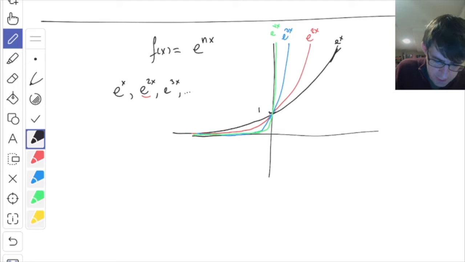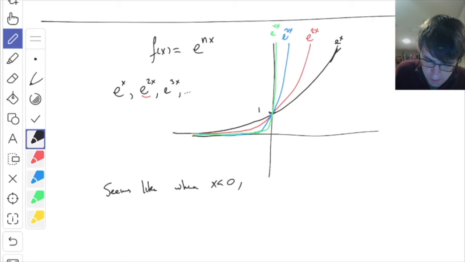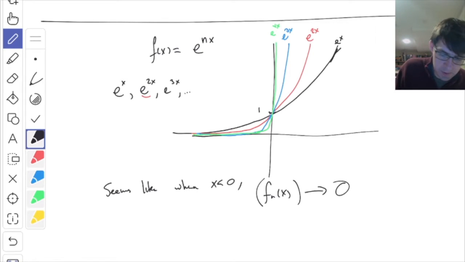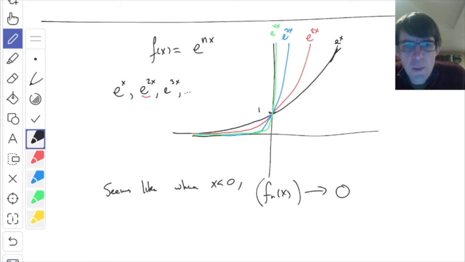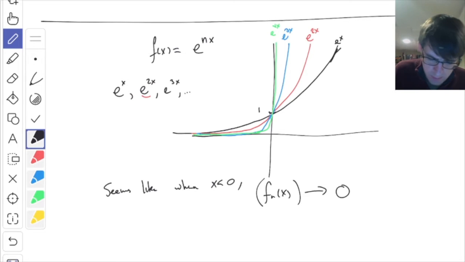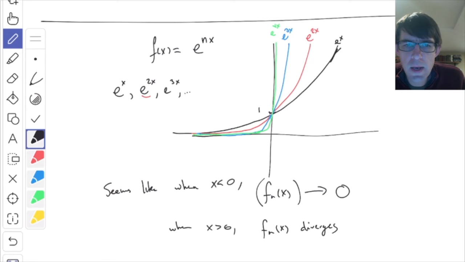So I would say it seems like when x is less than 0, fn of x converges to 0, right? As a sequence. I agree. Okay, what about when x is greater than 0? I don't think it converges to anything. As you increase the n, it's just going to get increasingly steep.